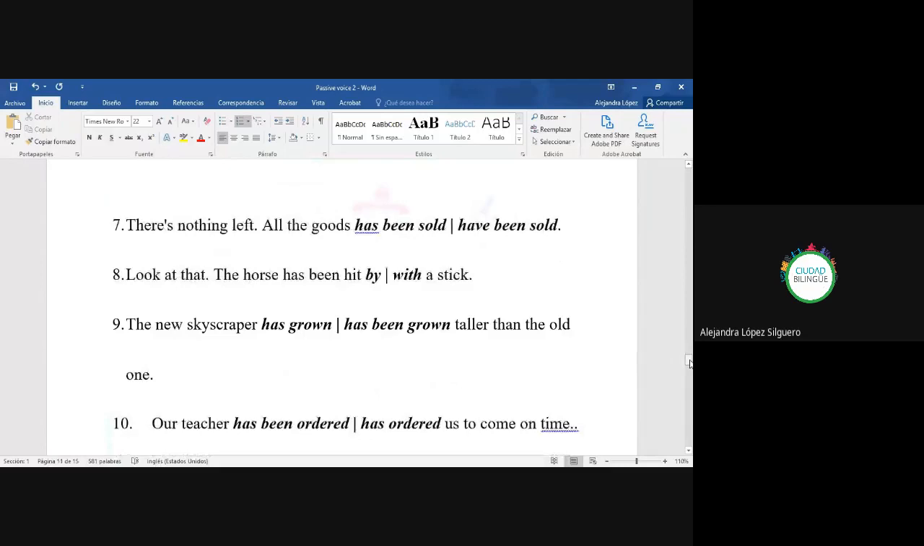7. All the goods have been sold, right? Have been sold. Muy bien. 8. Look at that. The horse has been hit by or with a stick. What do you think about this one? By or with?